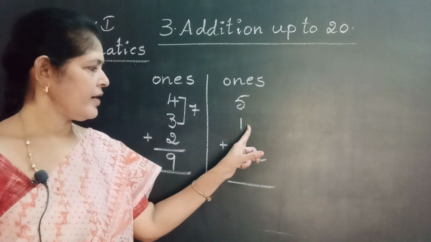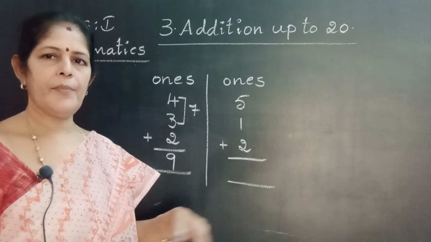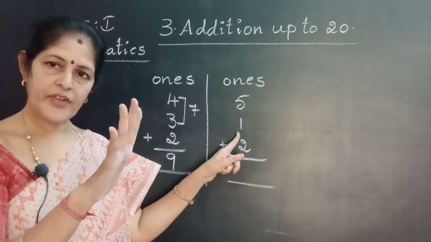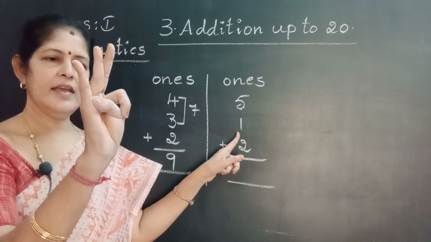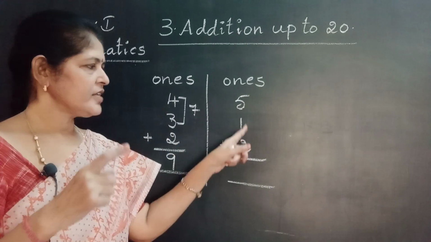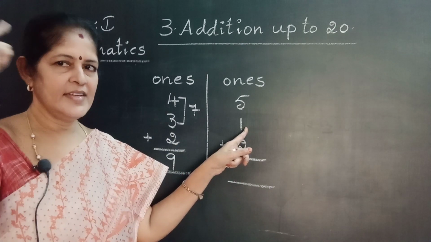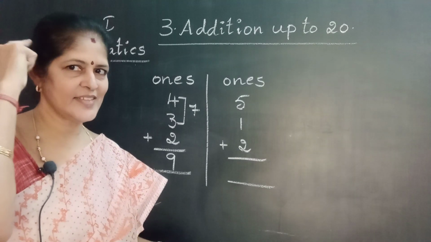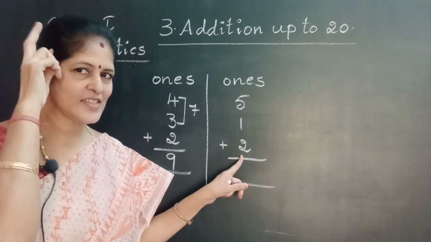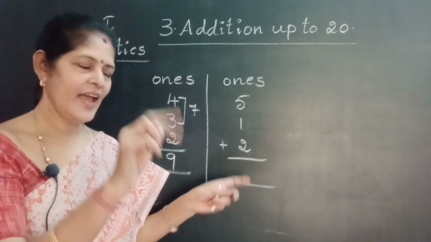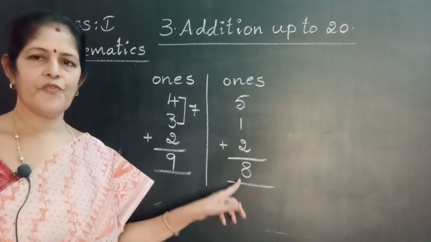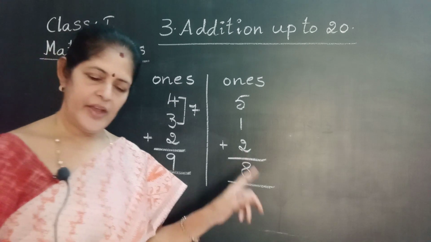5 plus 1 plus 2. 3 numbers. Start from 5. Take 5 fingers. 1 after 2, 3, 4, 5, 6. 6 in the mind. What should you get here? 6. Don't forget, 6 in the mind. Take 2 fingers. 6 after 7, 8. 5 plus 1 plus 2 is 8.